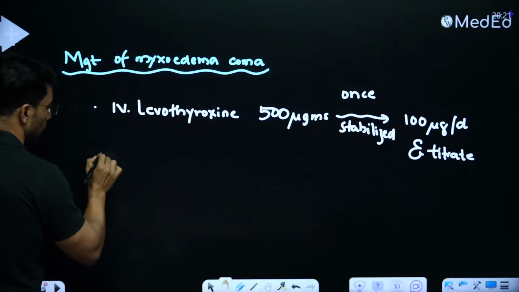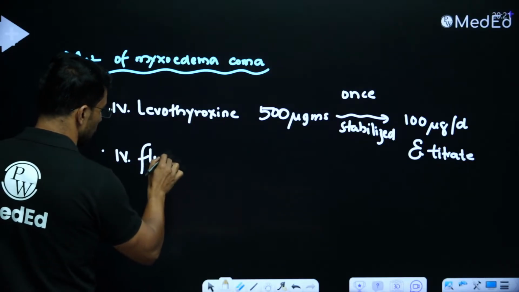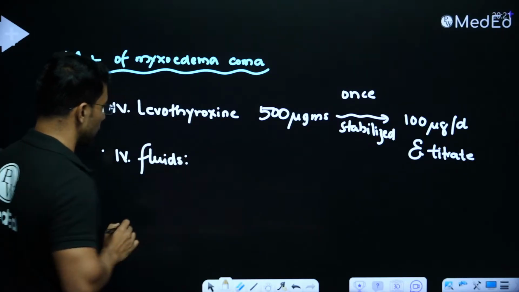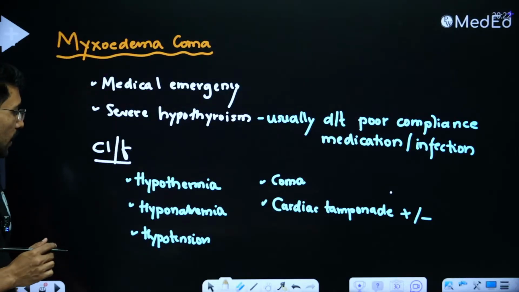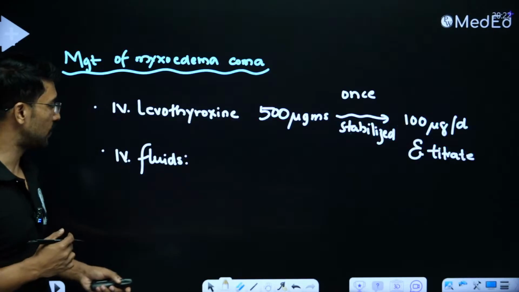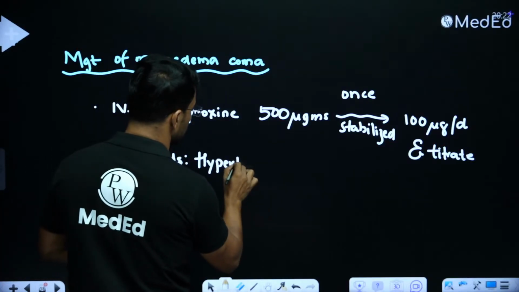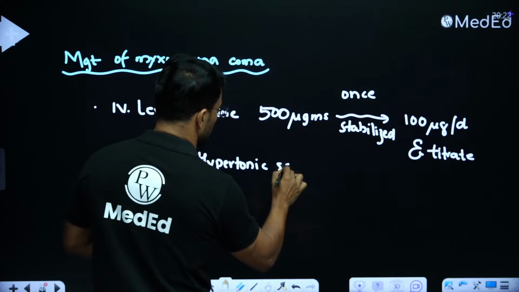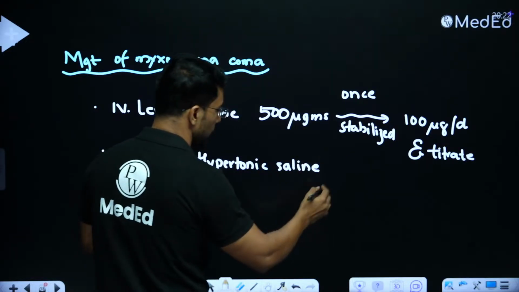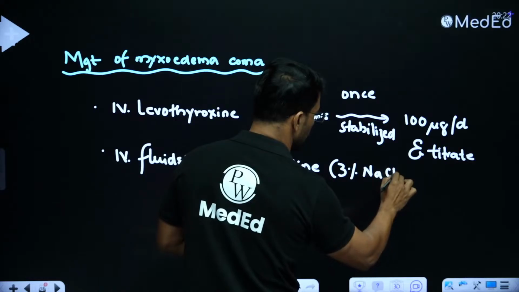But levothyroxine alone will not be enough. We need to give IV fluids, and the fluid we choose here is not going to be normal or hypotonic saline, because these patients generally have hyponatremia. So we will give hypertonic saline, because these patients have low sodium. I will give a high amount of sodium in the fluids, like 3% sodium chloride.